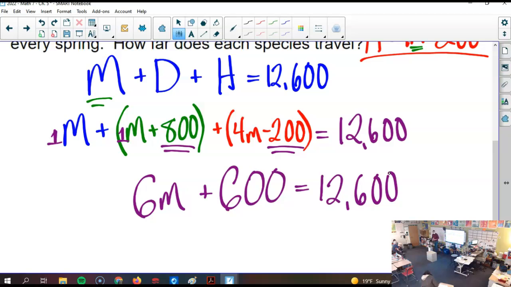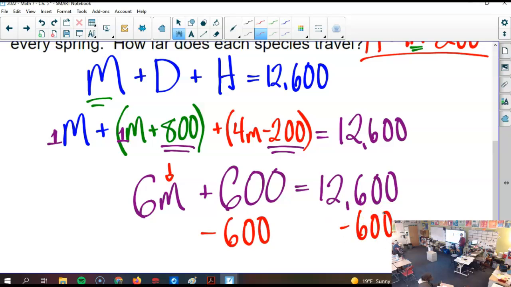So this goes back to what John said of combine like terms. This is a variable, right? The M, it's a variable term. But these are both just numbers. They're constants. I want to get this 600 with my 12,600. But how do I do it? Because I can't just add them. They're on two different sides. We subtract. We use inverse operations. We do minus 600 on both sides.